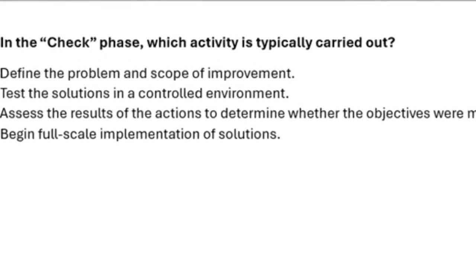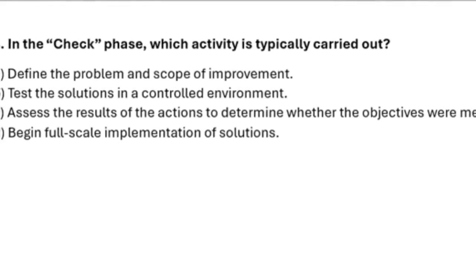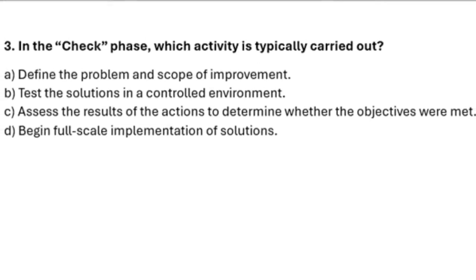In the check phase, which activity is typically carried out? A. Define the problem and scope of improvement. B. Test the solutions in a controlled environment. C. Assess the results of the actions to determine whether the objectives were met. D. Begin full-scale implementation of solutions.